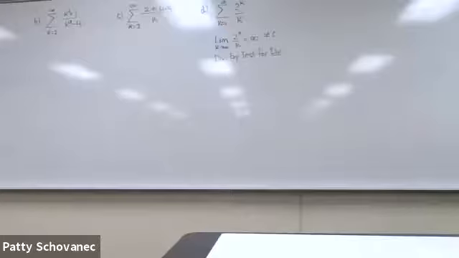Ratio test. K power and k factorial. Do a ratio test on this one. In the ratio test, we look at a limit. How big does that limit have to be, or what size does it have to be for it to converge? Less than 1 converges, bigger than 1 diverges. Equal to 1, try something else. And the limit is the k plus 1 term divided by the k term.